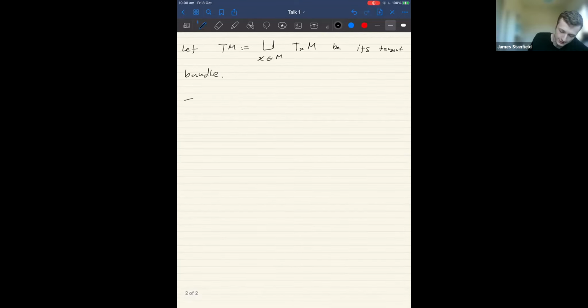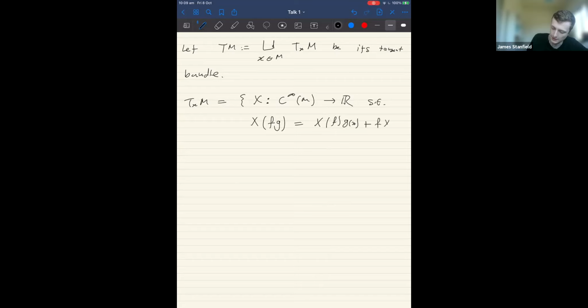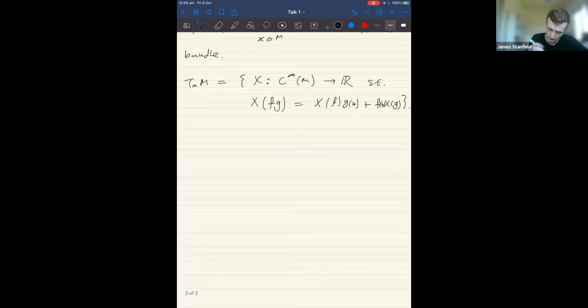So what are the tangent spaces? A very rapid introduction to what these things are. These are linear maps from the smooth functions into R such that they act as derivations. So X(fg) equals X(f) g(x) plus f(x) X(g). We just think of this as sort of differential operators at the point.